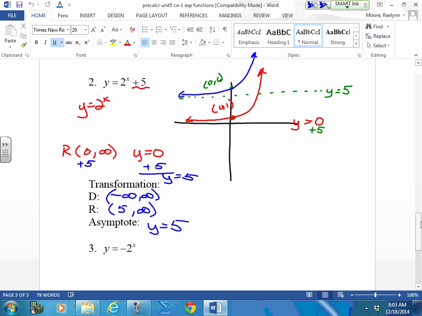I would drop 5 over here. So if I was dropping 5, for instance, I would drop this point, 5. This would be at the 0, -4. I would drop this 5. This would be at the y equals -5. Do you see my graph? And my range changes, and my y-intercept changes.